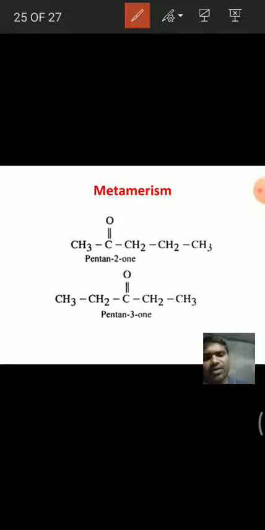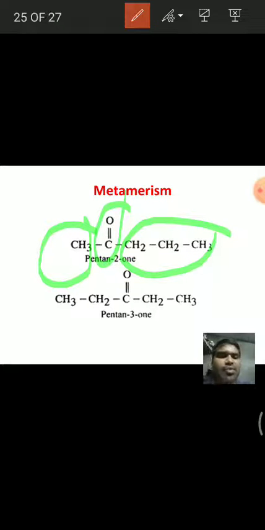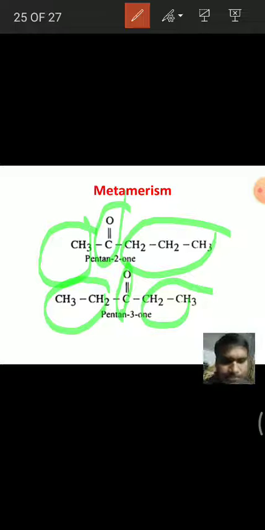For example, to this keto group, on this side a methyl group is attached, and on this side a propyl group is attached. That means two alkyl groups are attached to this keto group. One is methyl, another one is propyl. In the second compound, two ethyl groups are attached to this keto group. Hence, different alkyl groups are attached to this keto group. In the first one, a methyl group and a propyl group. In the second one, two ethyl groups are attached to the keto group.